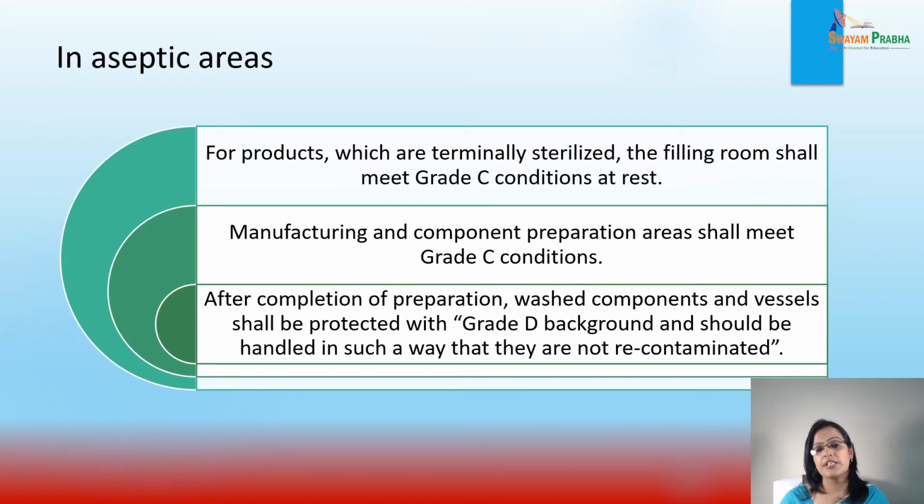Okay, for the products which are terminally sterilized, the filling room shall meet grade C condition at rest, and the manufacturing and component preparation area shall meet grade C condition. After completion of preparation, washed components and vessels shall be protected with grade D background and shall be handled in such a way that they are not recontaminated. So this should be kept in mind always.